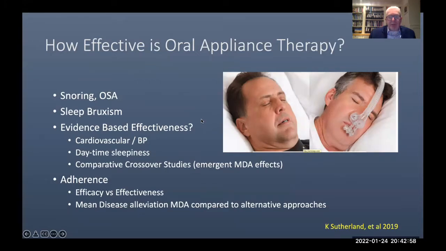Is there evidence-based effectiveness of these devices? Yes, there is. Kate Sutherland's review showed that in terms of cardiovascular and blood pressure outcomes, there was significant equivalence in performance of sleep appliances and CPAP. So an example of a CPAP device, which can be obviously quite obtrusive. But if you have a medically compromised situation and you have a 100% guaranteed outcome wearing a CPAP machine, and you can tolerate this device, then that is a very suitable solution for you.